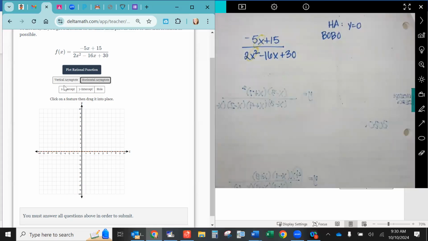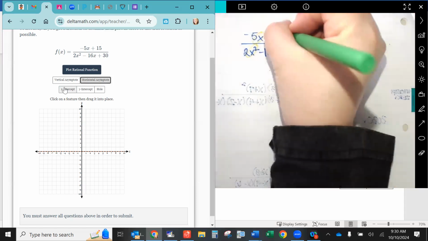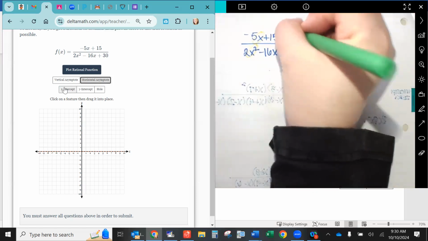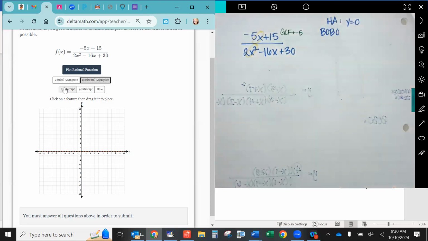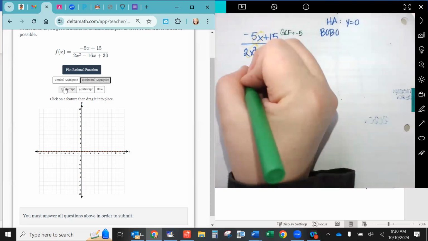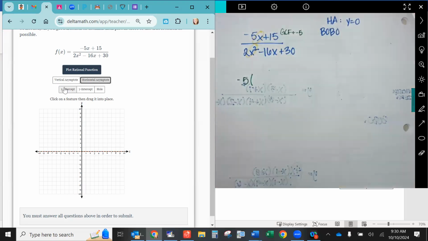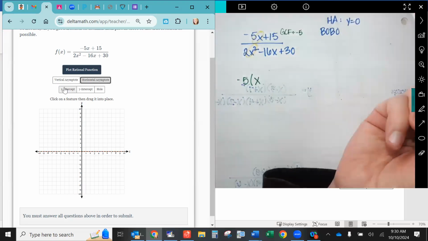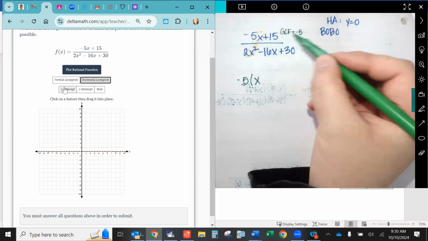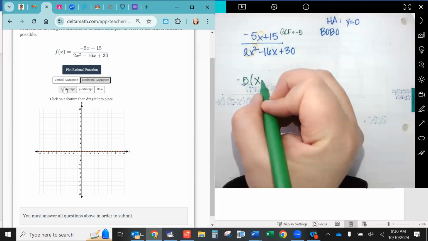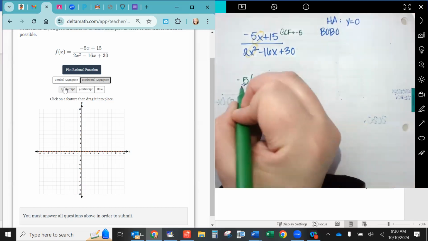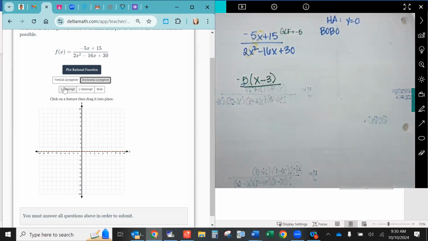Step number 2 is I need to factor, because I can't find any of these other features right here if it's not in factored form. What can I take out of the top? A -5. And make sure that you do pull the negative if the front term is negative. So I put divide -5. My x is going to be a regular x. Now, what happens to my 15 when I divide it by -5? Very, very good. -3 is correct. Now take a look at the bottom. How can we factor that?